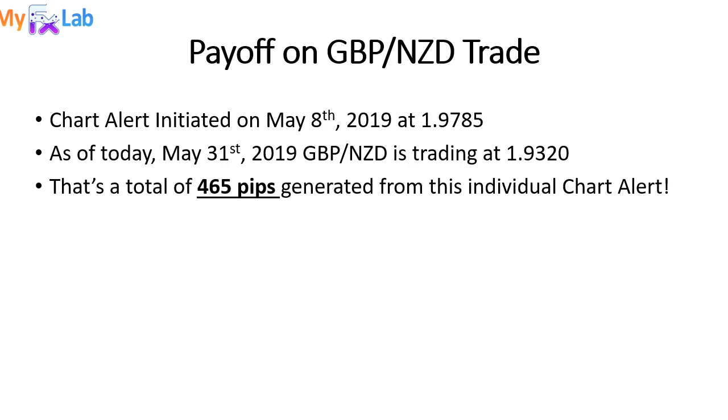And if we look at a quick description of this trade and the payoff, this chart alert on pound Kiwi was initiated on May 8th, 2019 at 197.85. As of today, May 31st, 2019, pound Kiwi is trading at 193.20. Folks, that's a total of 465 pips generated from this individual chart alert. So that's a really strong payoff on this trade.